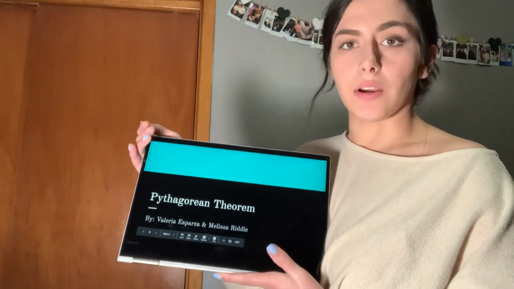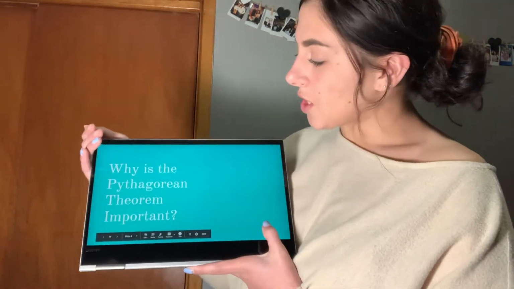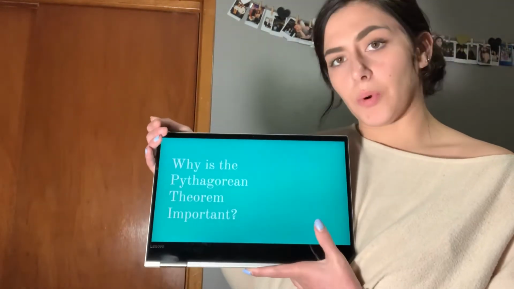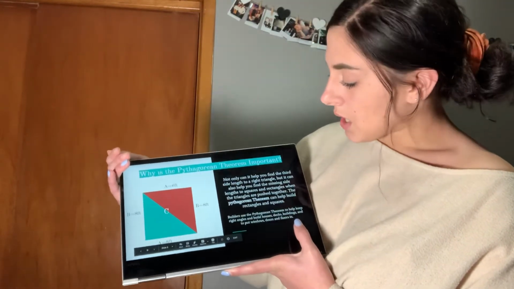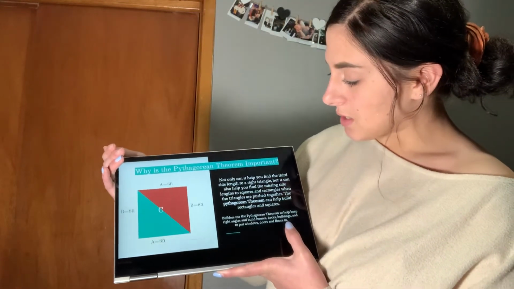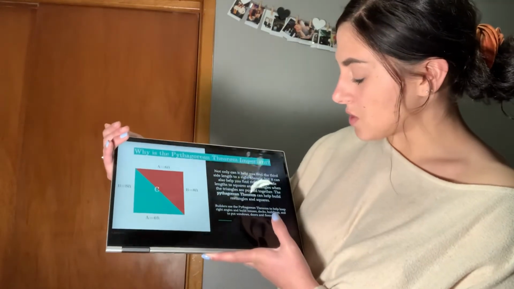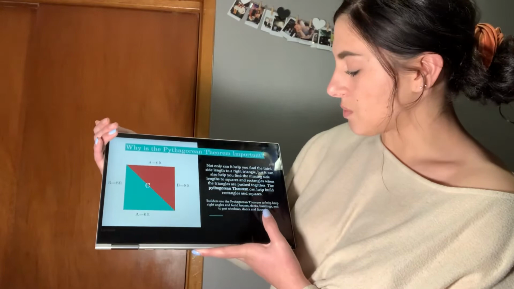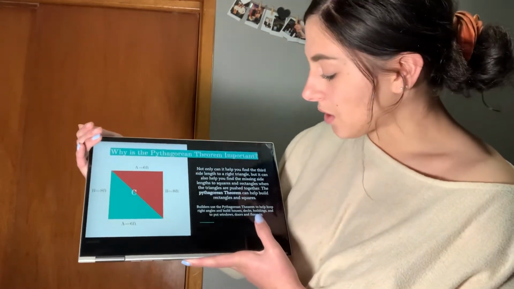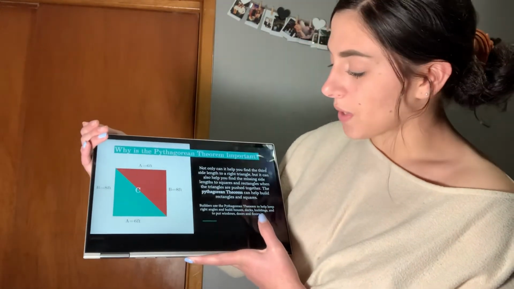So, Pythagorean theorem. We started with, why is the Pythagorean theorem important? Not only can it help you find the third side length of a right triangle, but it can also help you find the missing side lengths of squares and rectangles when the triangles are pushed together. The Pythagorean theorem can help build rectangles and squares.